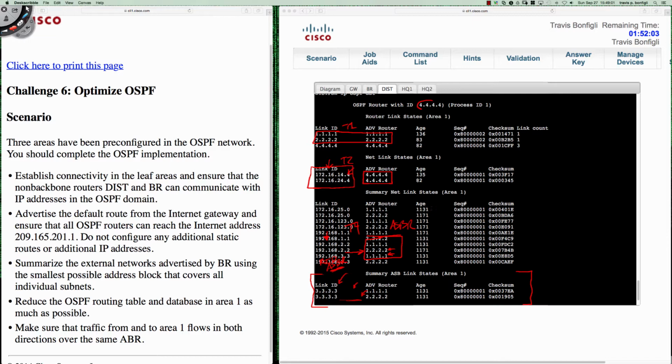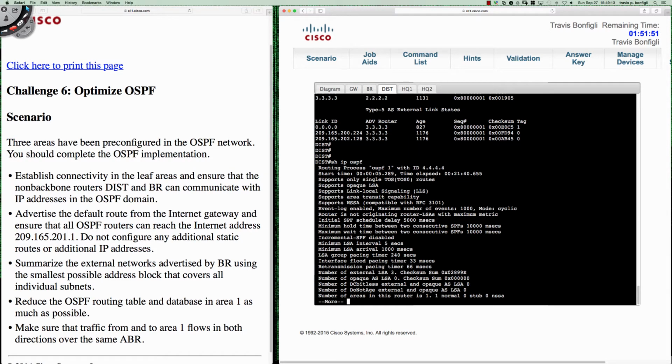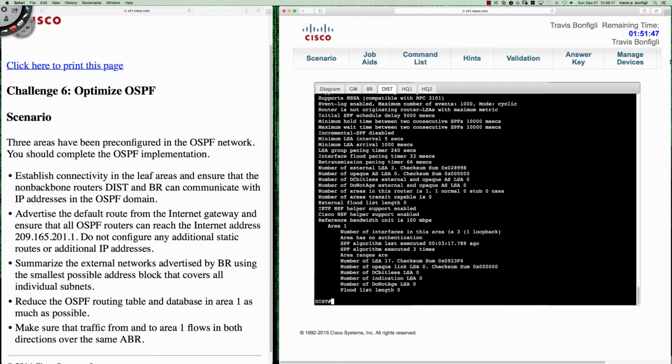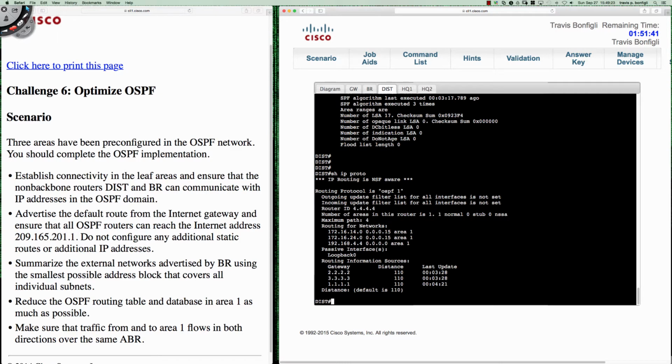So how would we confirm to see if the distribution router is in fact router 4? There's a couple ways I could do it. I could just simply say show IP protocols, and the router ID shows up right there. So router ID 4.4.4.4, and then we see we've got a passive interface on loopback 0 on that distribution router.